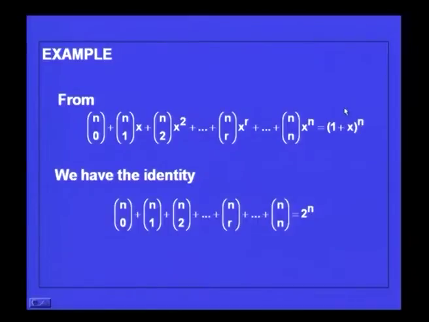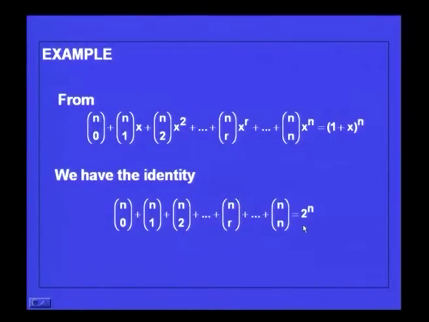Now, in this equation, you put x equal to 1. If you put x equal to 1 here, this becomes 2 power n. And here, if you put x equal to 1 in every place, the left hand side becomes this. What is this? This is the number of ways of choosing 0 objects or 1 object or 2 objects or 3 objects or n objects out of n objects. This is the number of ways of choosing 0 objects, this is the number of ways of choosing 1 object, number of ways of choosing 2 objects and so on.